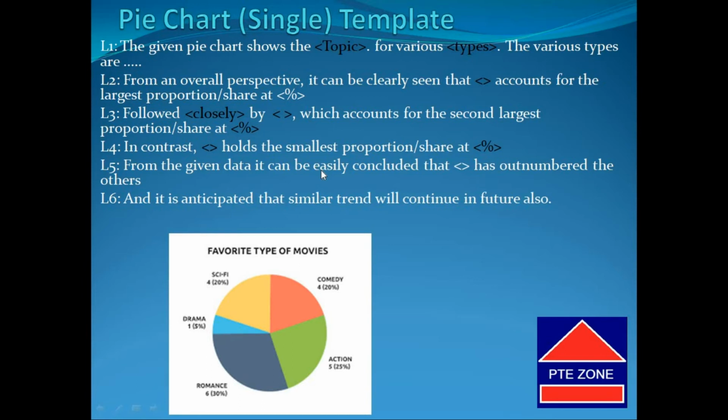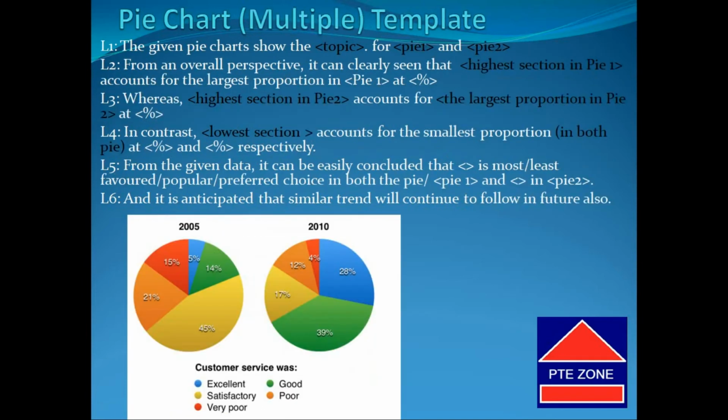Now let's move to the multiple pie chart template. The template for multiple pie chart is almost similar to the single pie chart. The only difference is that in multiple pie chart, we would be comparing the maximum and the minimum for both the pie charts. For example, if you would have got more than 2 pie charts, let's say 4 pie charts, we'll just compare the maximum of each pie chart, right?